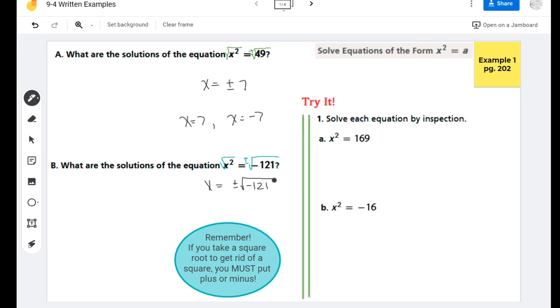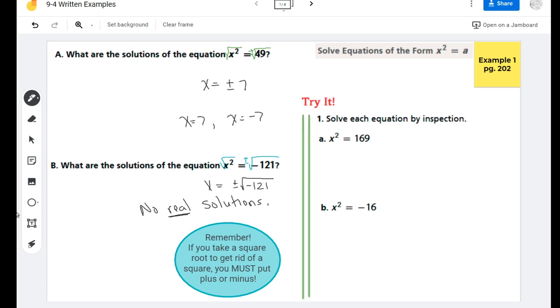You will learn that this creates imaginary solutions later on. But in this situation, you can't take a square root to produce a negative number. So I'm going to say there are no real solutions. I believe imaginary numbers are Algebra 2, so you don't necessarily have to worry about the i, but understand there are solutions, they're just imaginary ones.